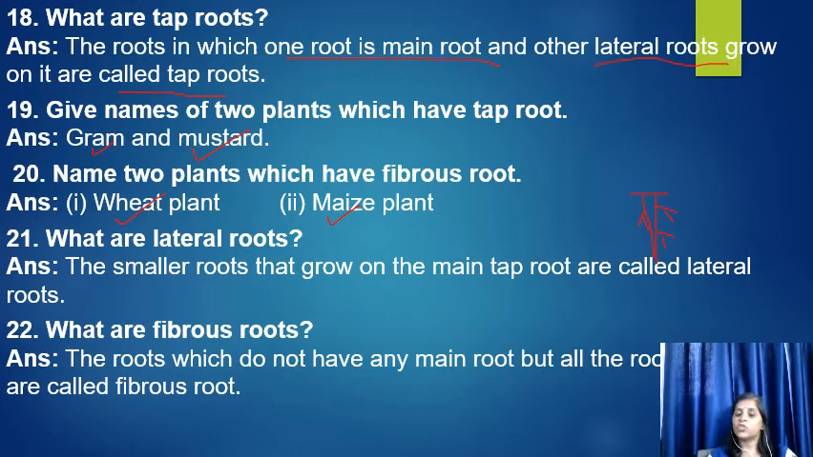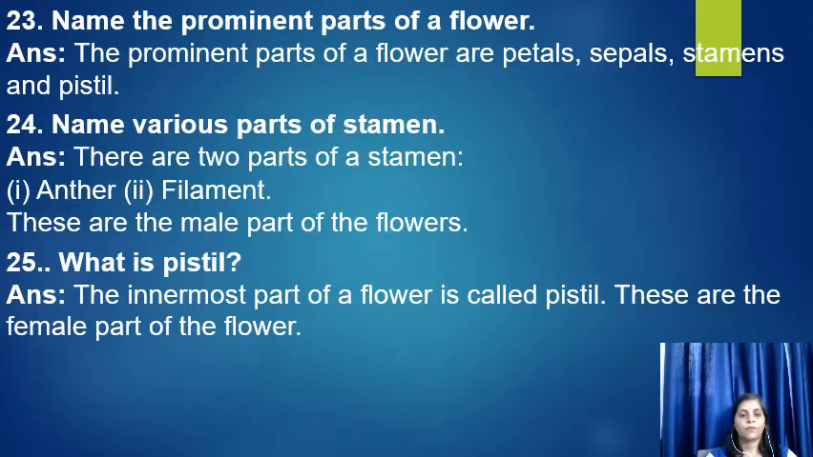The roots which do not have any main root but all the roots are similar in size are called fibrous root. Name the prominent parts of a flower. The prominent parts of a flower are petals, sepals, stamens, and pistil.